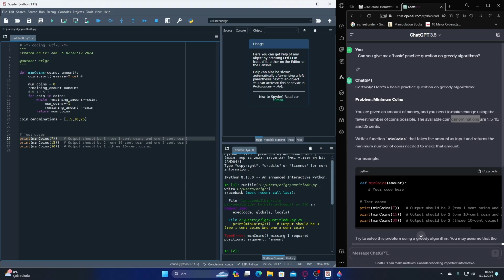Minimum coins. Okay, let me check. Where did I make a mistake? The min coins is just not taking this one. Okay, let me run it. Min coins amount. Okay. Yeah, that's right.